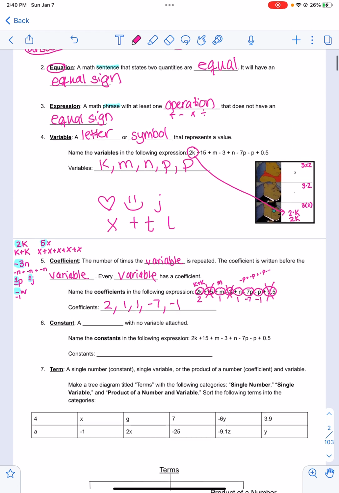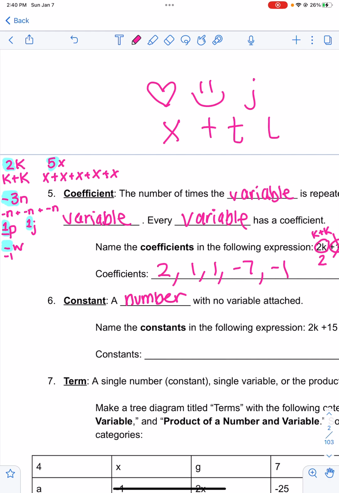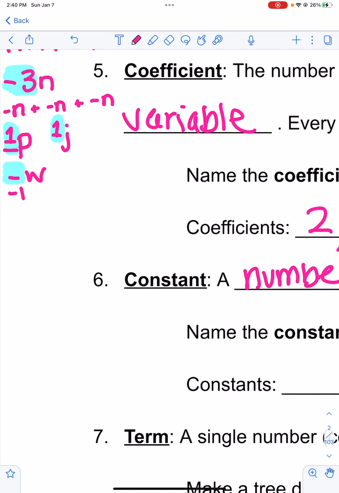All right. Constant. See if you can guess what this word is going to be. A constant is a number with no variable attached. Think about what constant means. Constant means not changing. So 5 is always 5. That's different than a variable. A variable varies. X might equal 6 today, and in tomorrow's work, it might equal 7. But 5 is constant. It can only equal 5.